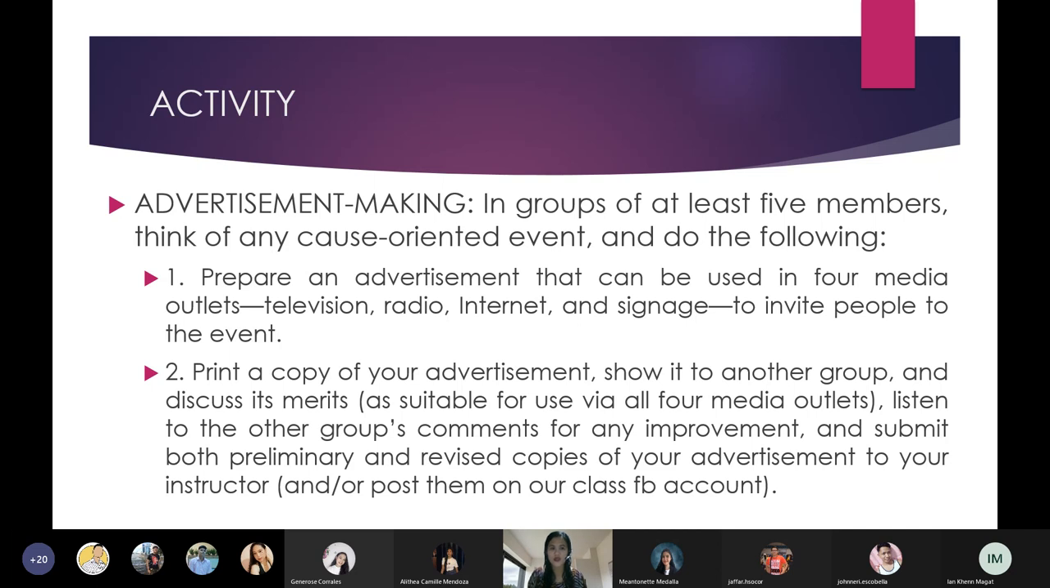Okay? So number 2, print a copy of your advertisement. No need to print because you are not going to submit that face-to-face. You just need to save your ad in JPEG, and then you will post it in our Wakelet. Then you are going to show it to another group and the other group will give their own feedback about your presentation or your advertisement. Pero hindi naka-rely doon yung inyong grade. That depends on how I see your presentation. And then, I'm done.